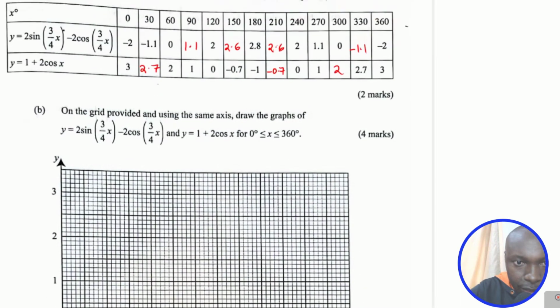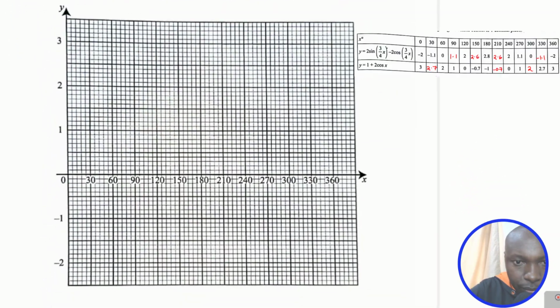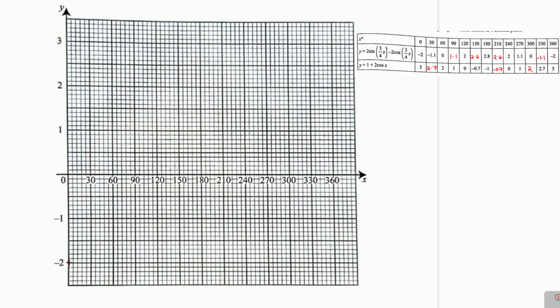We start with the first curve, y equals 2 sine 3 over 4x minus 2 cos 3 over 4x. So let us plot. We start with 0, negative 2. That is the first point. Then the other one is 30, negative 1.1. Then 60, 0. 90 is 1.1. And then 120 is 2. 150 is 2.6.